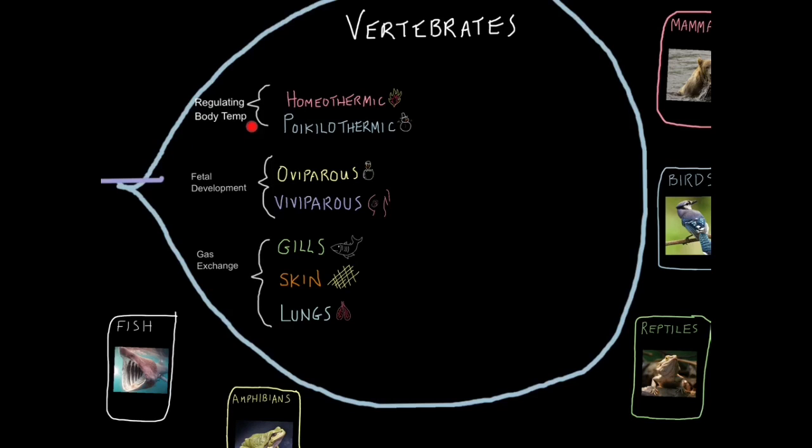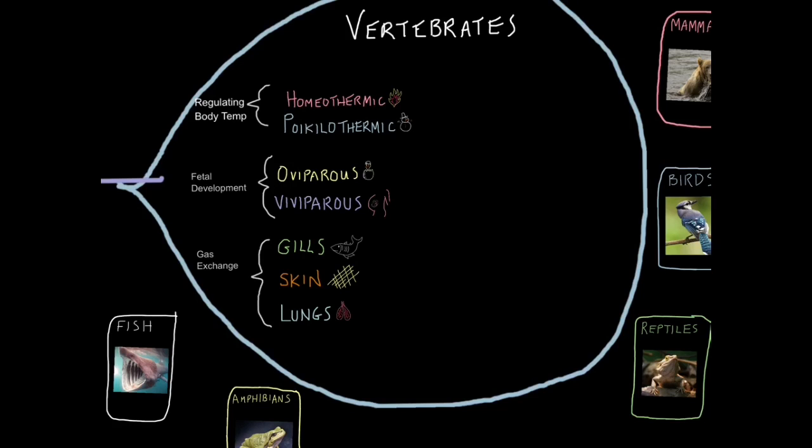Firstly, how do they regulate body temperature? Are they homeothermic, warm-blooded? Do they raise their body temperature through respiration, through the food they eat? Or are they poikilothermic, or cold-blooded? In other words, does the environmental temperature determine their body temperature?